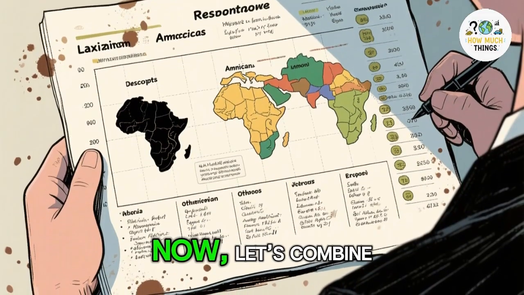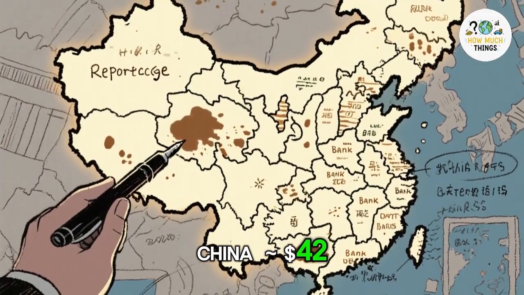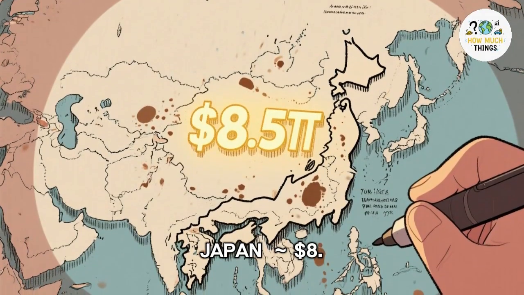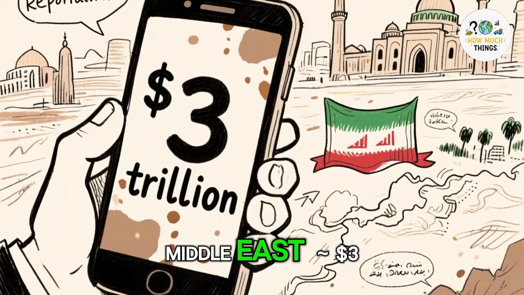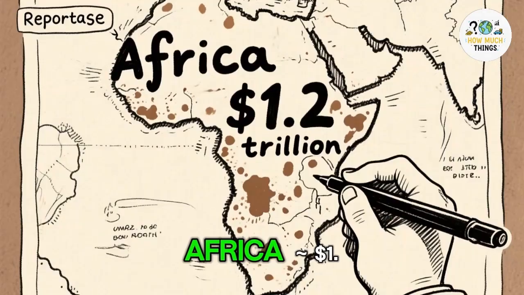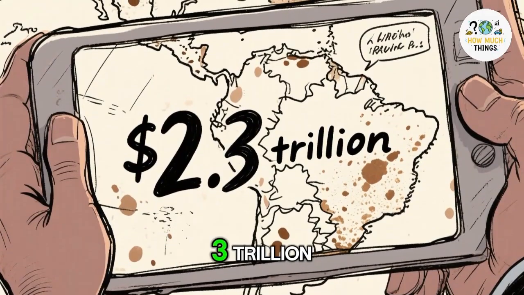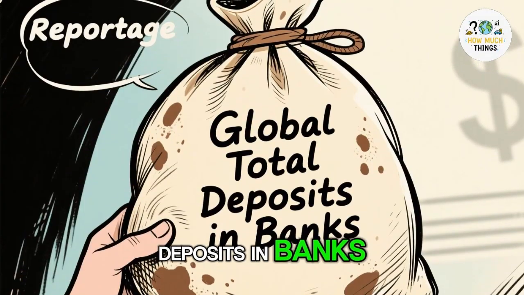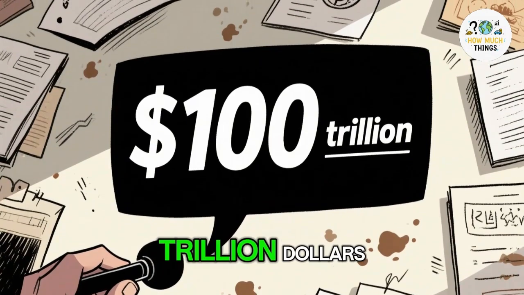Now, let's combine all the numbers. US $20 trillion, China $42 trillion, Europe $17 trillion, Japan $8.5 trillion, India $2.5 trillion, Middle East $3 trillion, rest of Asia $6.5 trillion, Africa $1.2 trillion, Latin America $2.3 trillion. When we add all this, global total deposits in banks: around $100 trillion, yes, $100 trillion.